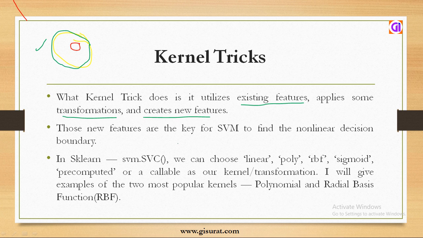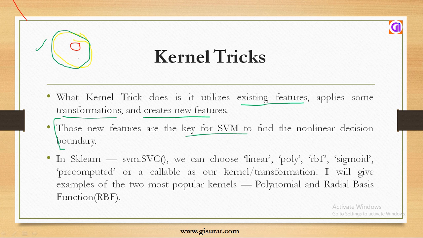And those new features are the key of SVM. Okay, now those new features are the key for the SVM to find out the non-linear decision boundary. So this is the important thing. So what we have to do in a kernel trick, if you have a 2D data, then what is our first task? We have to just convert, otherwise just map this 2-dimensional data into 3-dimensional.